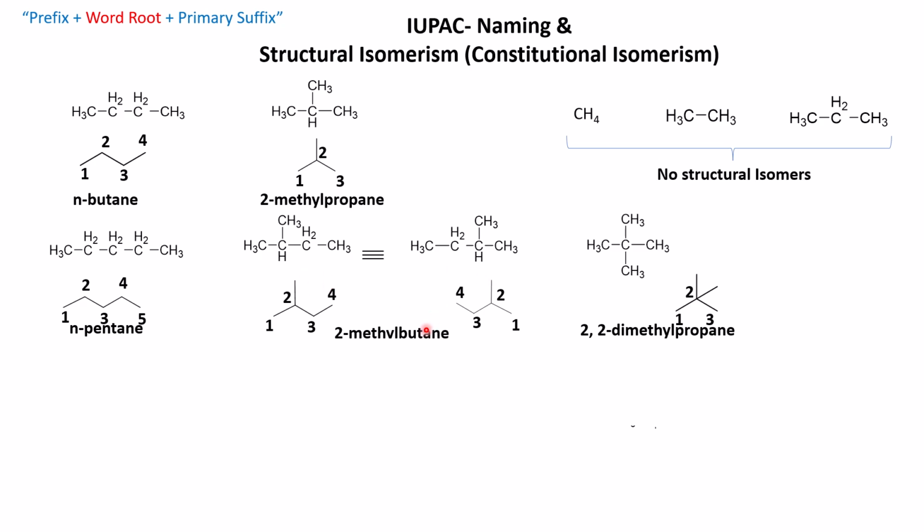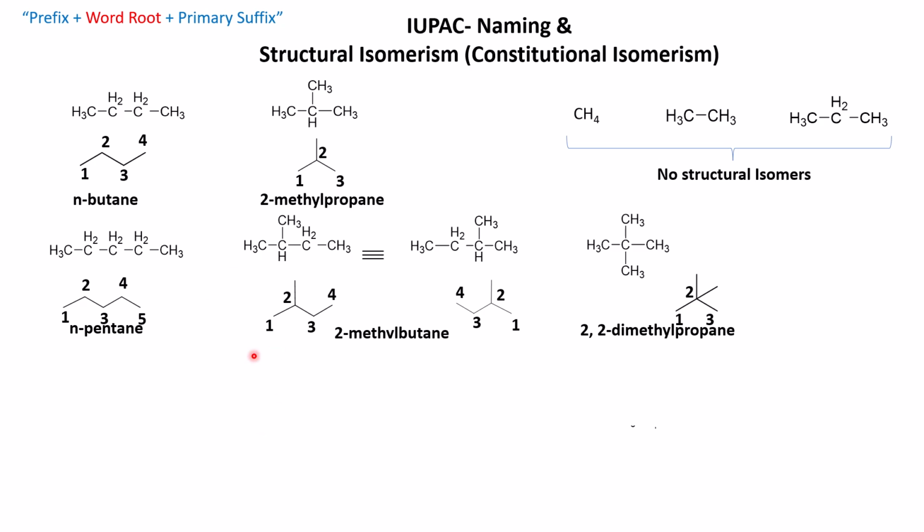According to the IUPAC system, we have to choose the end of the longest carbon chain where the substituent is nearest. This is the second position if you start counting from left to right, 1, 2, 3, 4. How about if you start counting from right to left? That'll be 1, 2, and this will be a third position. So this is not the acceptable way of naming the molecule based on the IUPAC rule.